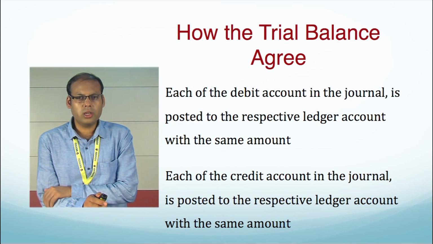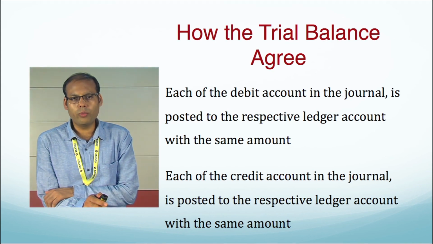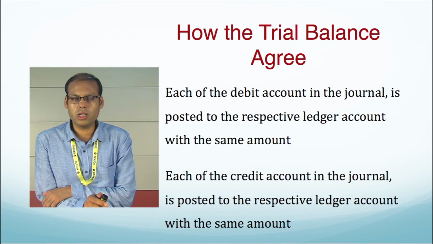So each of the credit accounts in the journal will be posted to the respective ledger accounts with the same amount. It means both the accounts, the debit as well as the credit account, have been posted to the respective accounts in the ledger book or in the cash book. So both the aspects have been posted with the same amount.